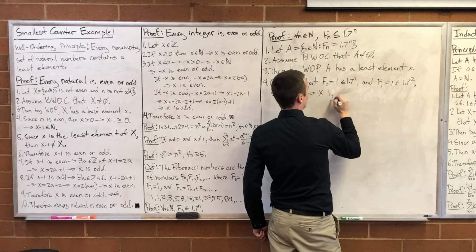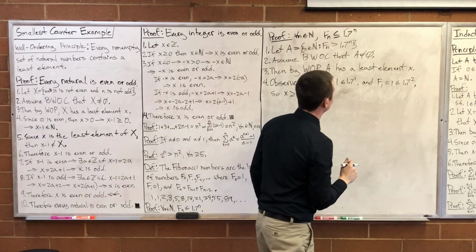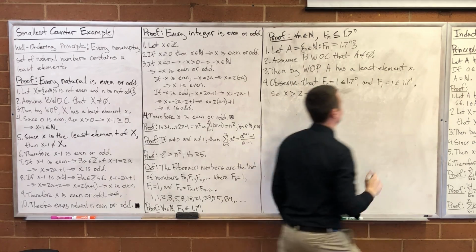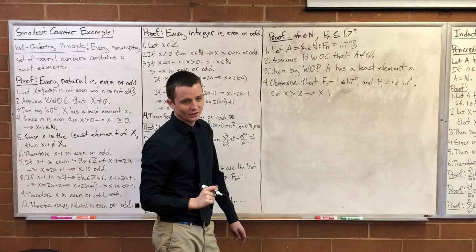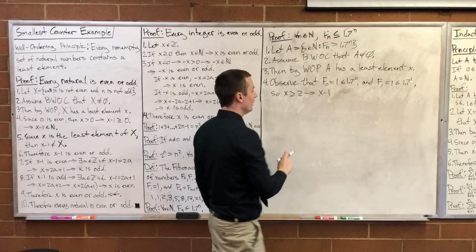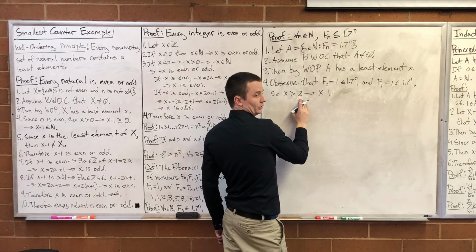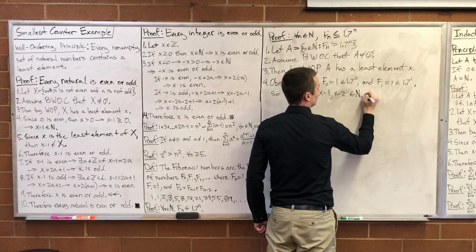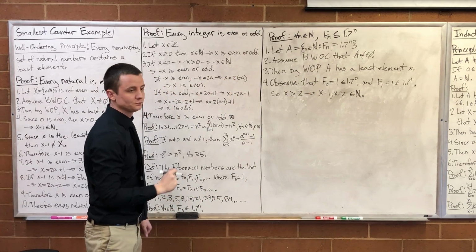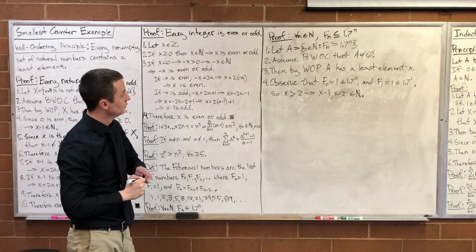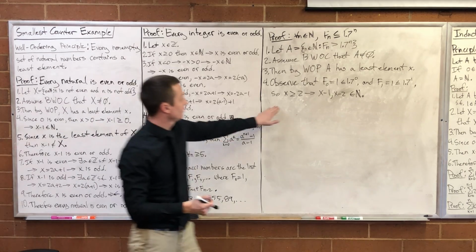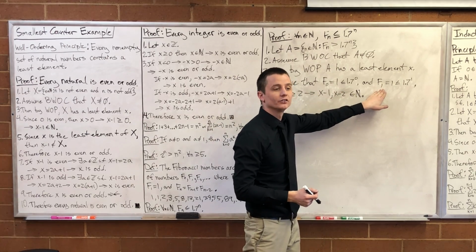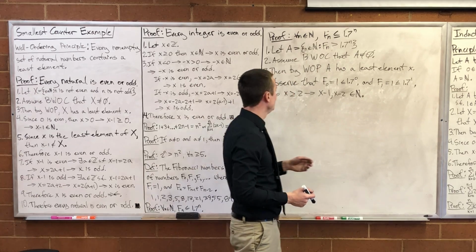Wait, now I'm confused. Why do we have 1.7 power 2? We should have 1.7 power 0 and 1.7 to the 1. I'm sorry, no, that's good, make sure everything's right. All my exponents need to match up. So x greater than or equal to 2 tells us that x minus 1 and x minus 2 are natural numbers. Why does that make x greater than or equal to 2? x can't be 0, and x can't be 1, because those make the statement true. So the smallest x can be is 2.